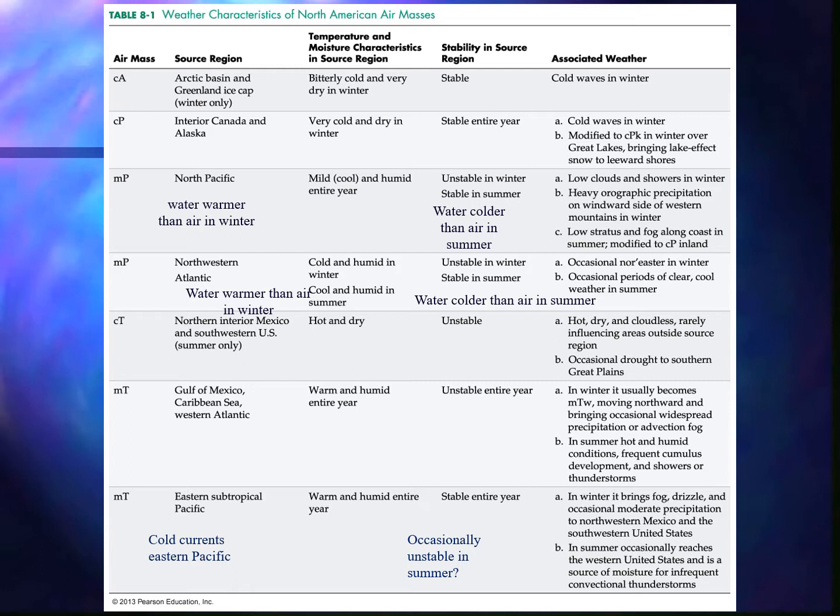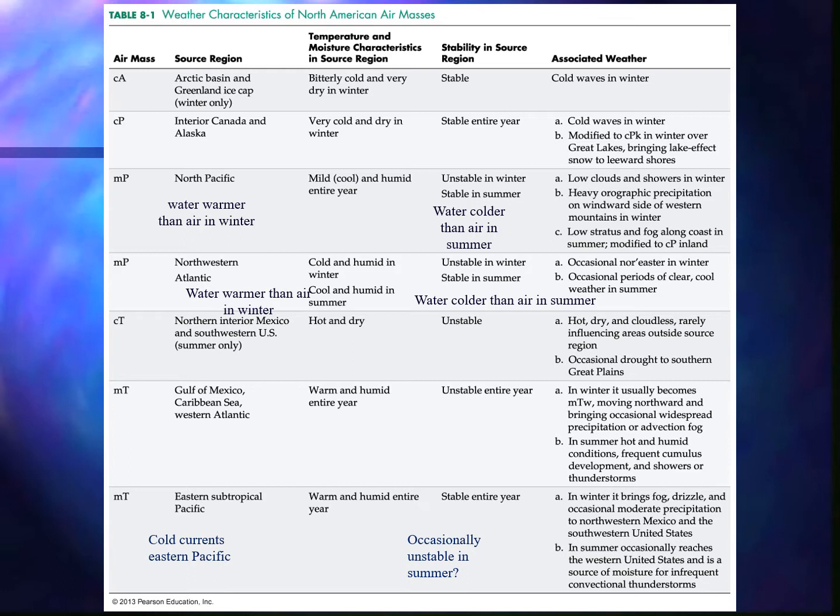Maritime polar. Low clouds and showers in winter. Heavy orographic precipitation on windward side of western mountains in winter. Low stratus and fog along coast in summer, modified to continental polar inland. So the maritime polar is affecting the Pacific Northwest. You do occasionally have maritime polar affecting the northeast coast as well, bringing the occasional nor'easter in winter, occasional periods of clear, cool weather in the summer.